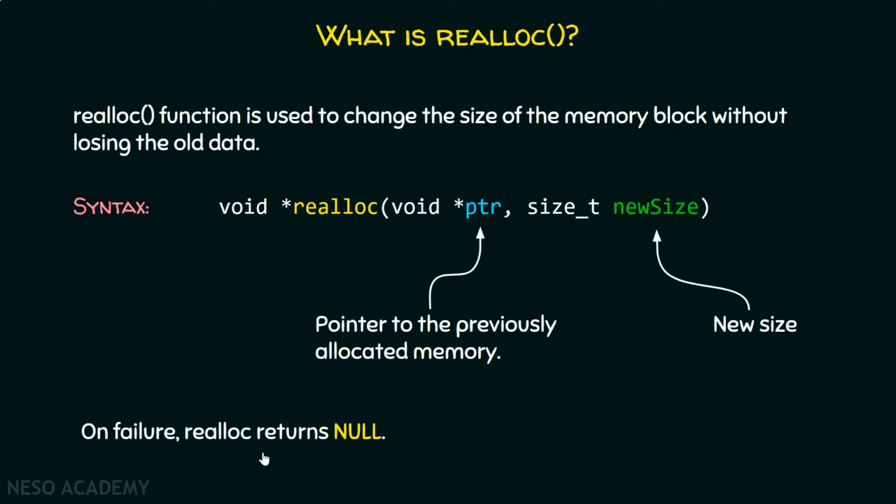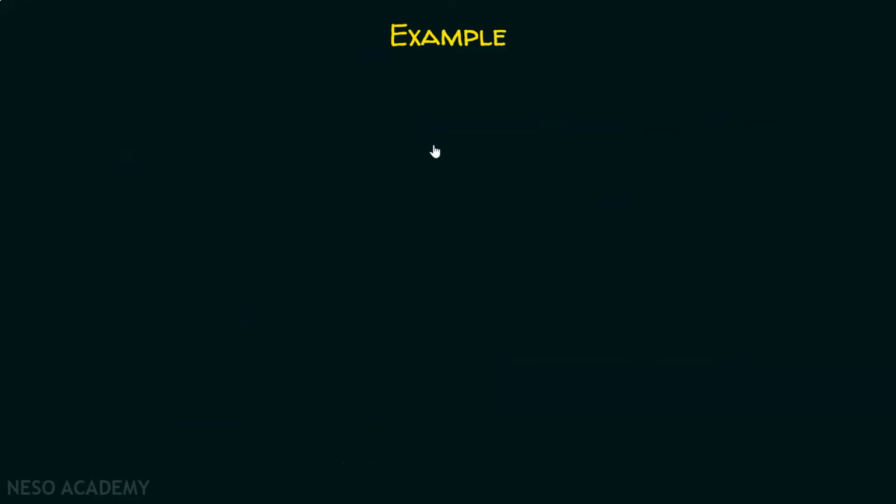It needs the pointer to the previously allocated memory, and it also needs the new size. Now on failure, realloc returns null, similar to the other functions. Let's consider one example here. Let's say we have a malloc function which allocates memory for one integer. Here you can see size of integer has been specified, which means it will allocate, let's say, 4 bytes, because we are assuming that size of integer is 4 bytes. So malloc will allocate 4 bytes in heap.